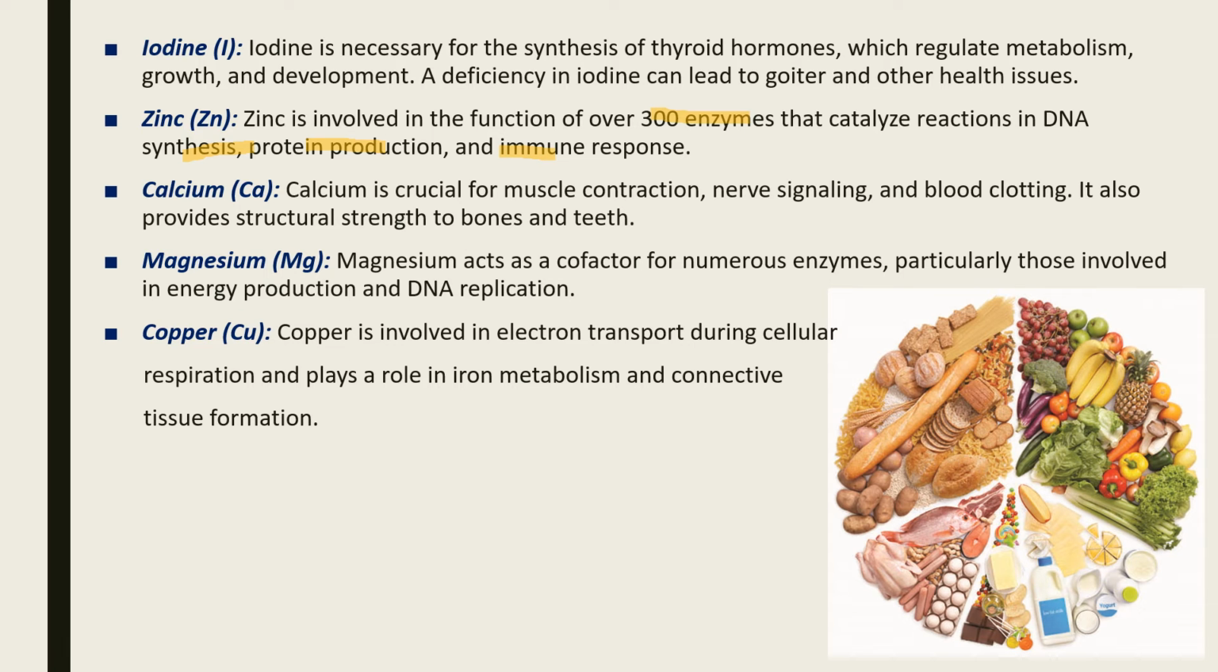Calcium is crucial for muscle contraction, nerve signaling, and blood clotting. It also provides structural strength to bones and teeth. Magnesium. Magnesium acts as a cofactor for numerous enzymes, particularly those involved in energy production and DNA replication, while copper is involved in electron transport during cellular respiration and plays a role in iron metabolism and connective tissue formation.